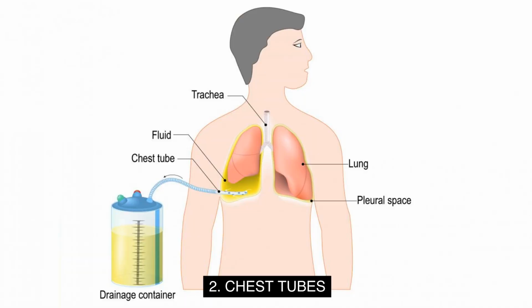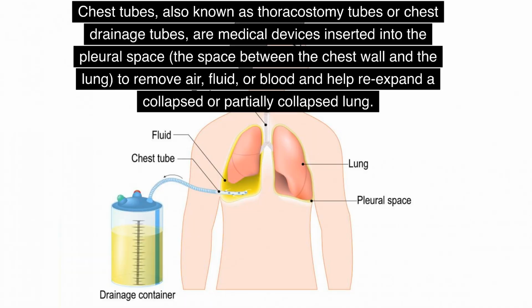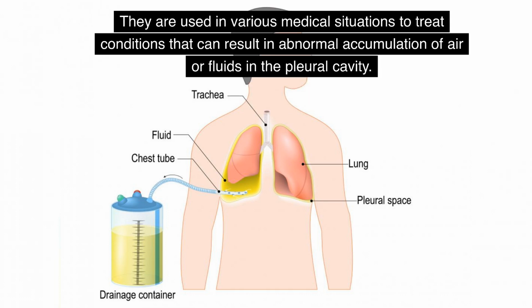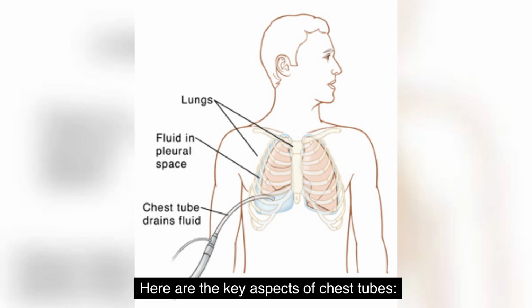infections. 2. Chest tubes. Chest tubes, also known as thoracostomy tubes or chest drainage tubes, are medical devices inserted into the pleural space, the space between the chest wall and the lung, to remove air, fluid, or blood and help re-expand a collapsed or partially collapsed lung. They are used in various medical situations to treat conditions that can result in abnormal accumulation of air or fluids in the pleural cavity. Here are the key aspects of chest tubes.